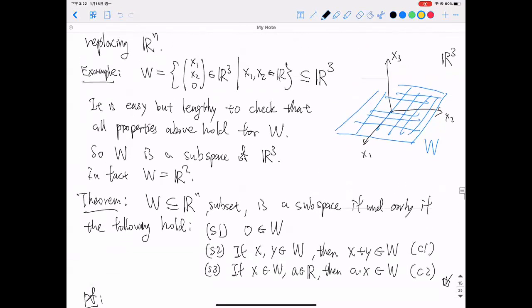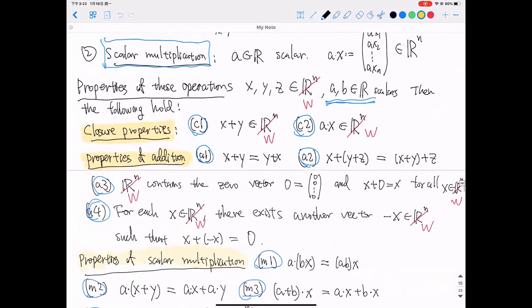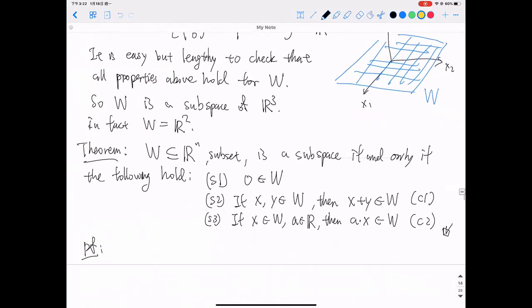Okay, now to prove this, we just have to check all the properties. As required, C1 and C2 are satisfied, right? Because they are S2 and S3 respectively.